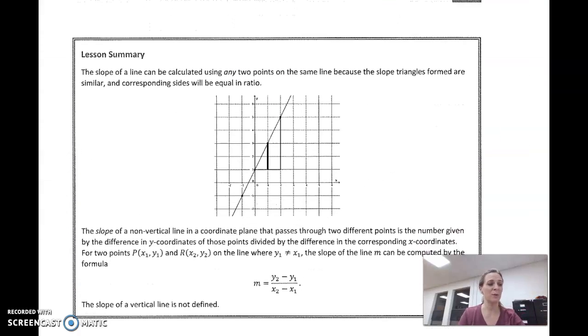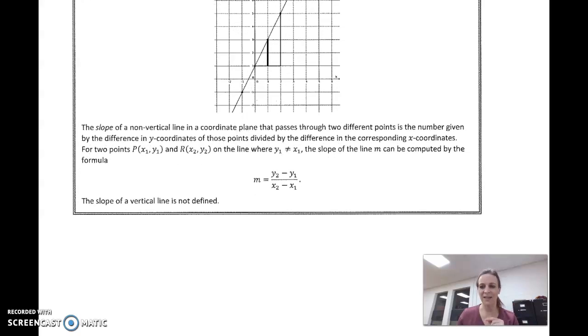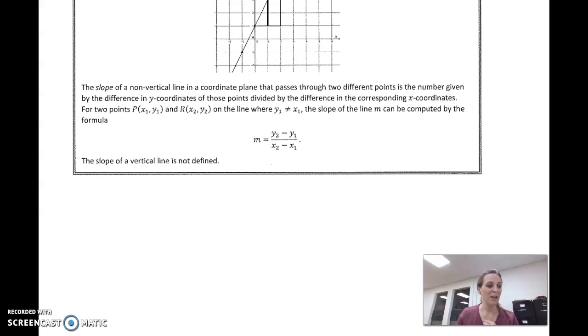So just to finish up here, we have our summary, and a couple things I just want to point out to you. The slope of the line can be calculated using any 2 points. We kind of just showed that, all right? And this whole lesson is on the slope of a non-vertical line. I'm going to come back to that in a second. But you can see we have our slope formula right here. I'm going to rewrite it because I want you to make sure you can find this.